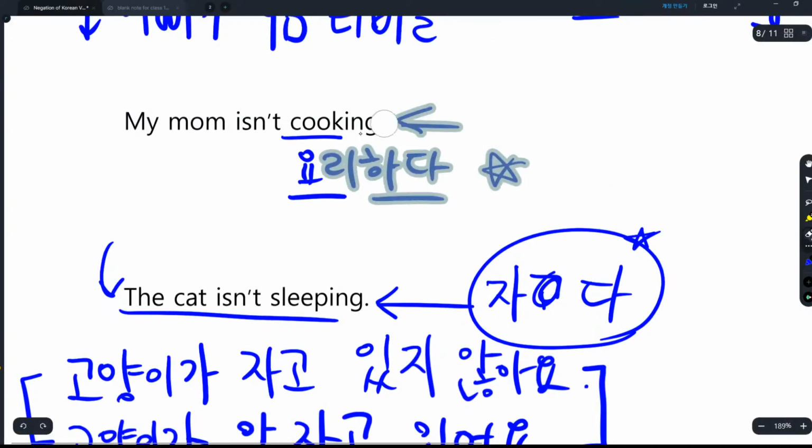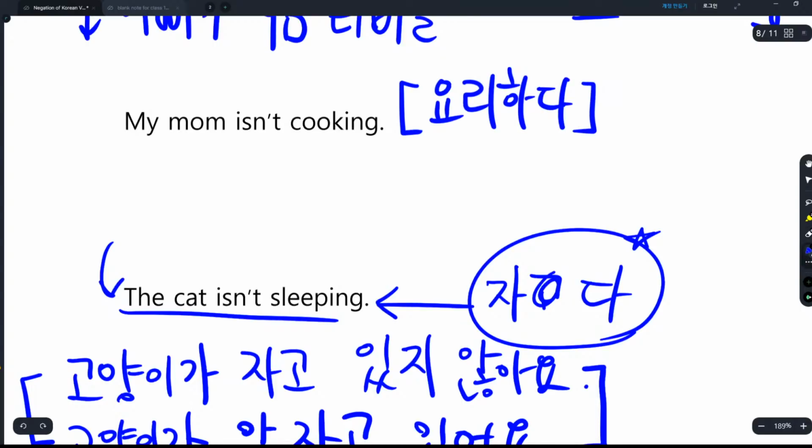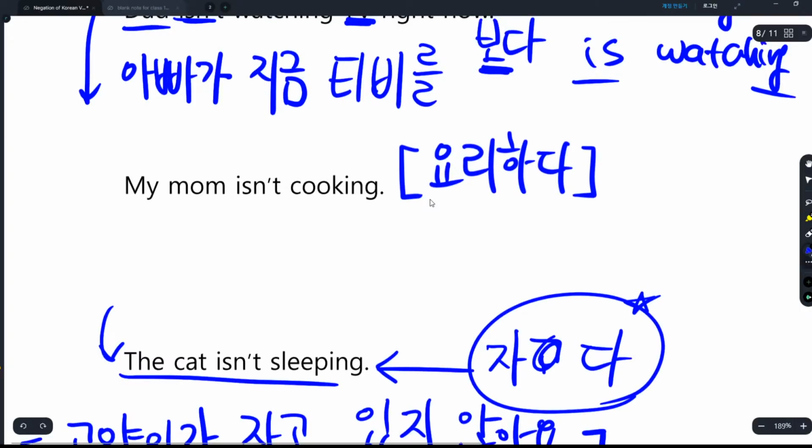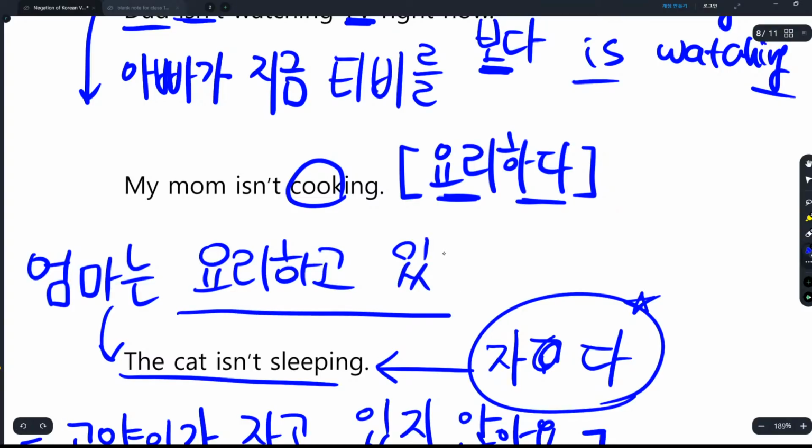And the last sentence would be mom isn't cooking. So to cook is 요리하다. And there are double the things. You have to kind of double your thinking to translate this because to cook is 요리 plus 하다, noun plus 하다. So they have to be separated, right? The easiest way would be 엄마는 요리하고 있지 않아요, right? 요리하고 있다, you simply negate this one. 있지 않아요. So this would be a simple one.